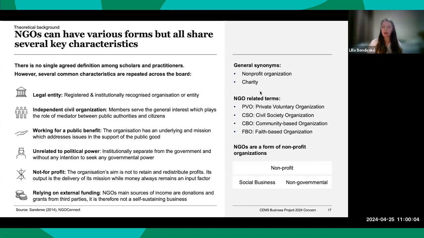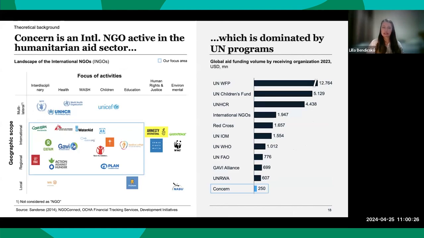We tried to put Concern on a landscape of what we actually understood, and we tried to see what kinds of organizations are there. We found some types of organizations, for example PVOs or CSOs. After that, we tried to build an actual landscape, and that is what we see here. We focused on the types of activities these organizations are doing and also the geographical scope. We see Concern here as an interdisciplinary and international NGO. We also looked at how funding is given out worldwide to these kinds of organizations, and we see that United Nations related institutions are getting the most.